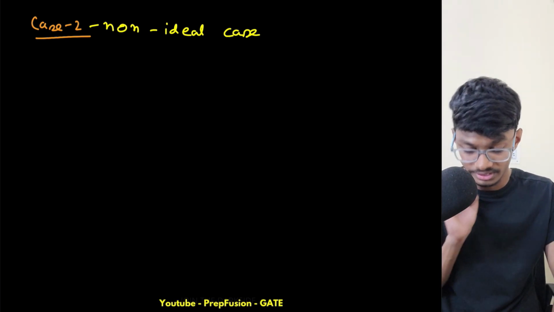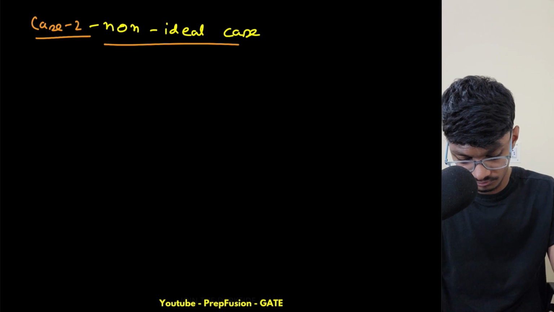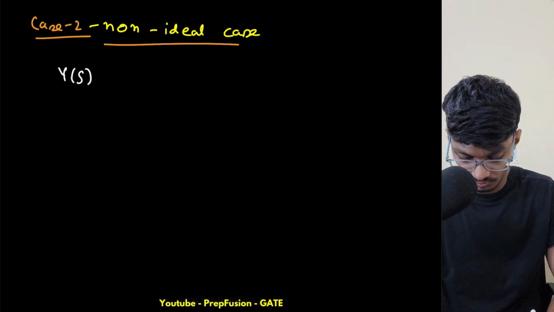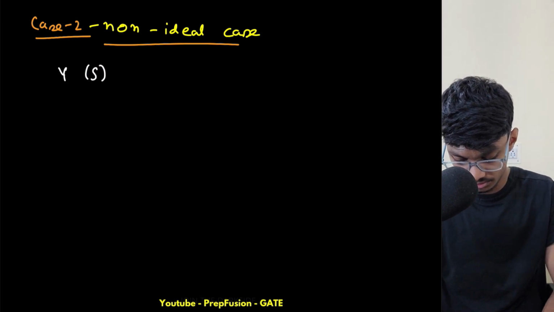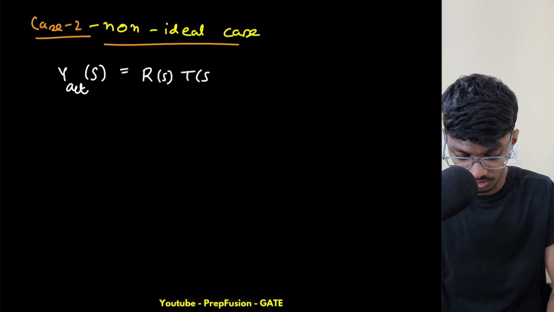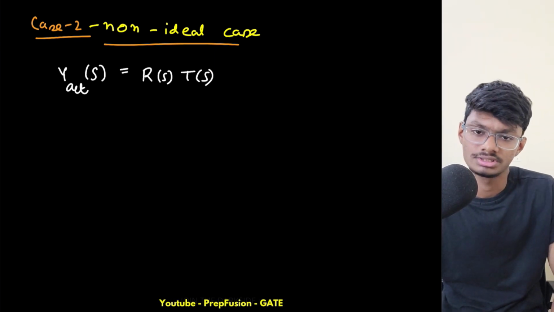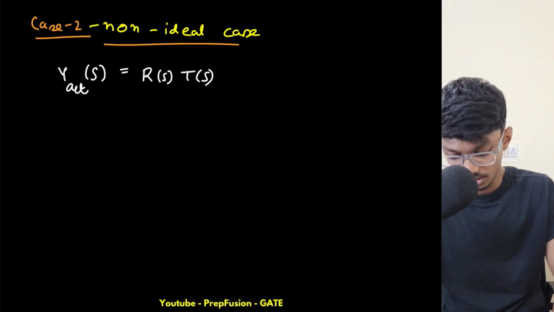Non-ideal case. So what is happening in the non-ideal case? In the non-ideal case, my y of s, y actual of s, simply equals r of s into t of s. I will write the t of s at the end. So what is t of s? T of s is simply g upon 1 plus g of s.